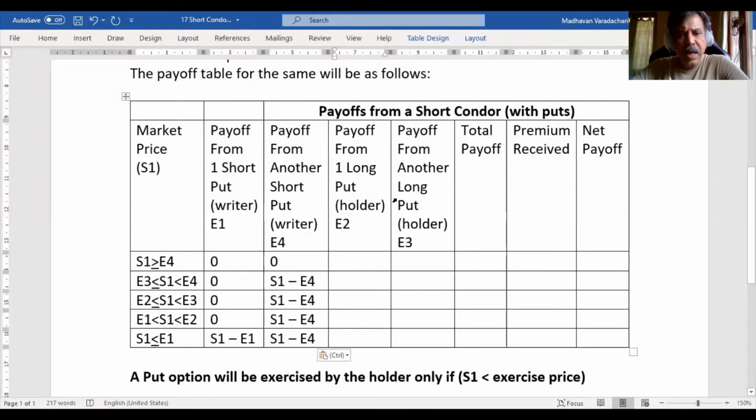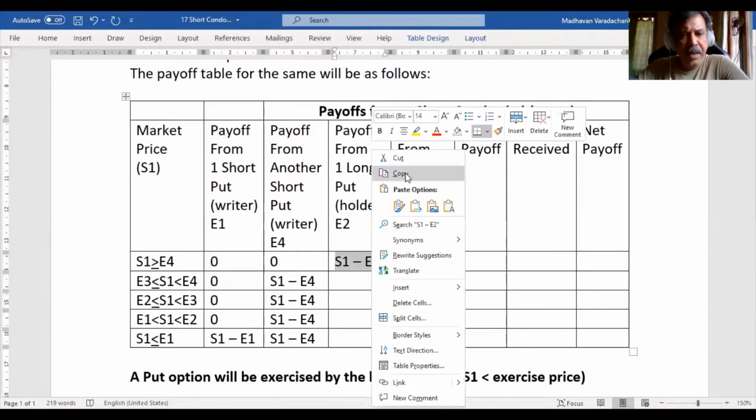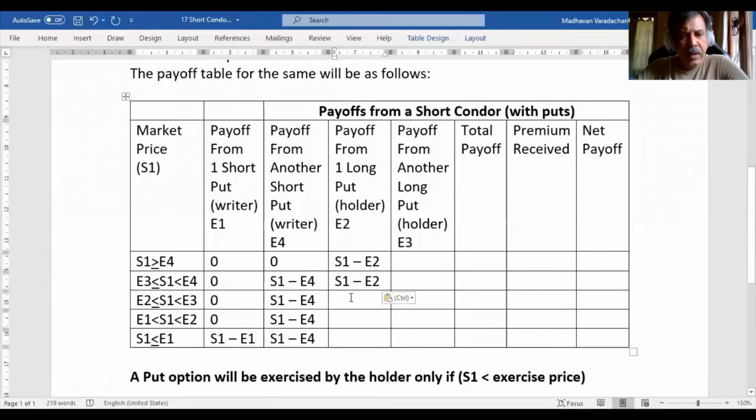Now, in these two columns, I am the holder, so I have to think in that way. S1 is larger than the largest exercise price, which means it will be larger than my exercise price E2. That means I will definitely exercise, and my profit will be S1 minus E2. Here again, S1 is larger than E3. I will exercise because when it is larger than E3, it will be larger than E2 also. My profit will be the same, S1 minus E2. Here, market price is larger than my exercise price. I will exercise. Market price is lesser than my exercise price. I won't exercise. Market price is lesser than least exercise price, which means it will be lesser than my exercise price also. I will not exercise.